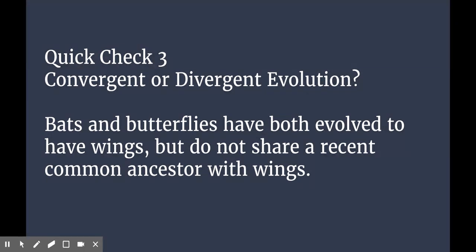So quick check, convergent or divergent evolution. Bats and butterflies have both evolved to have wings, but do not share a recent common ancestor with wings. Good, so hopefully you get that's convergent. This is a similarity we are seeing in structure due to the fact that both bats and butterflies fly. They both have that same environmental pressure, they can fly, but it is not because they have that one common ancestor. So again, we said bat and butterfly wings would be an example of analogous structures. So that's another thing we can look for to determine if something's convergent evolution.